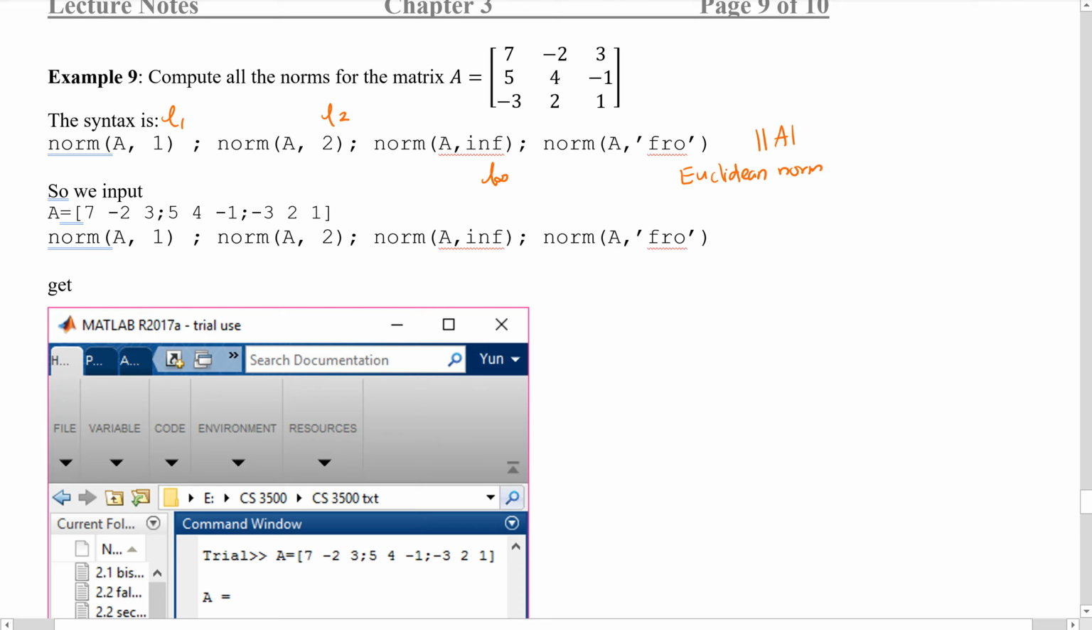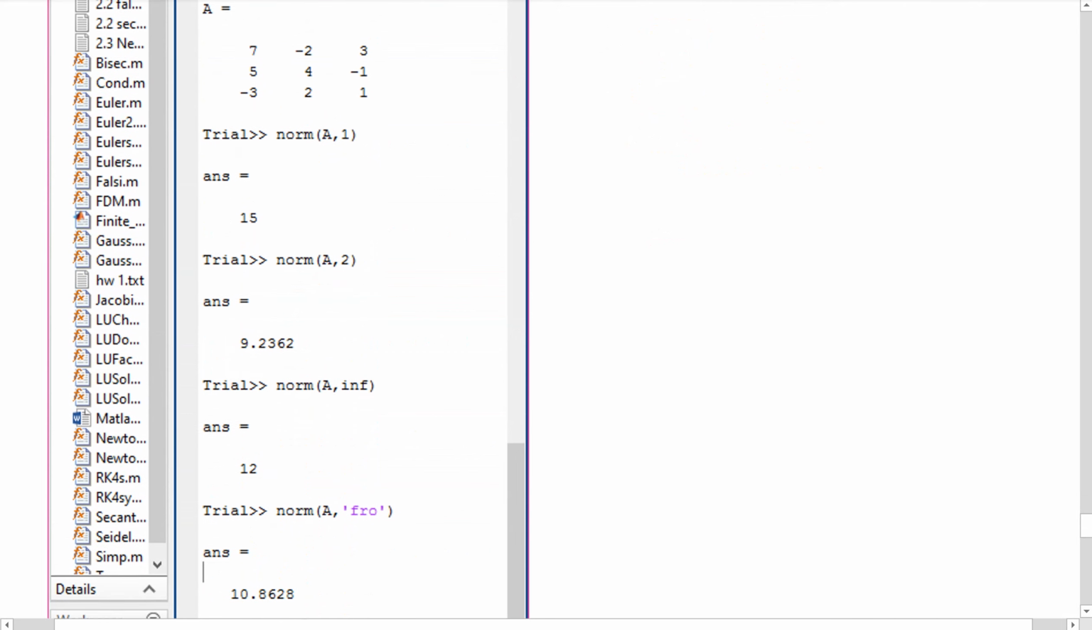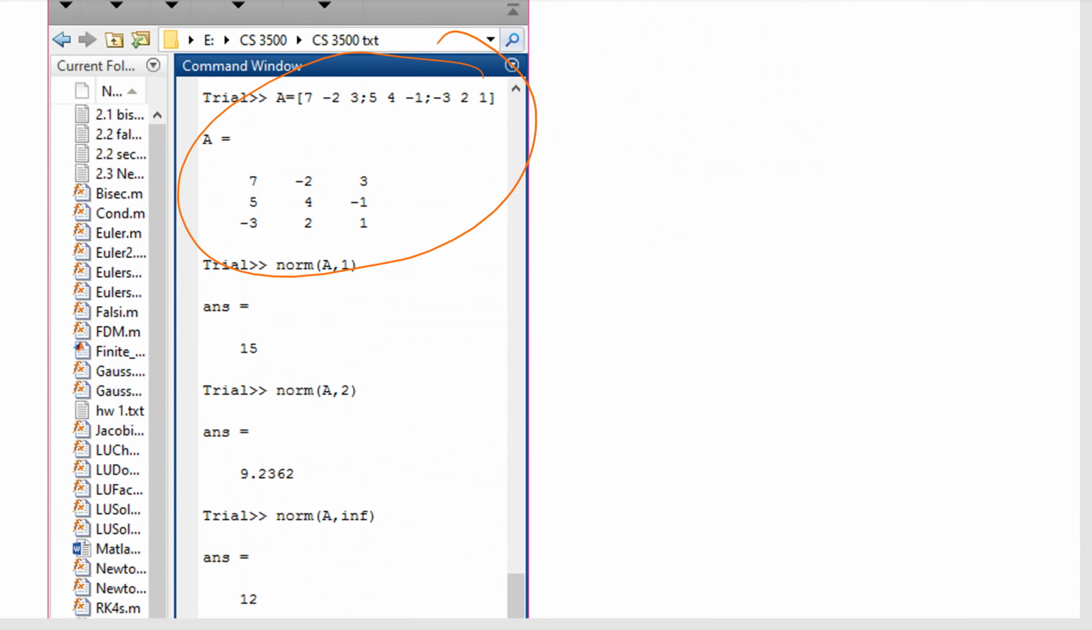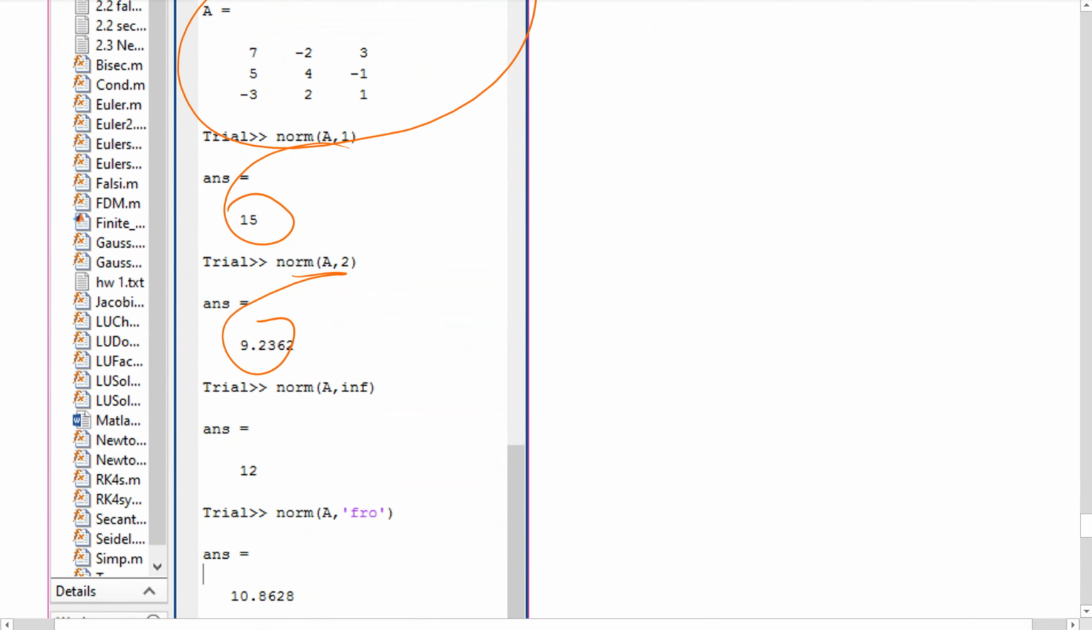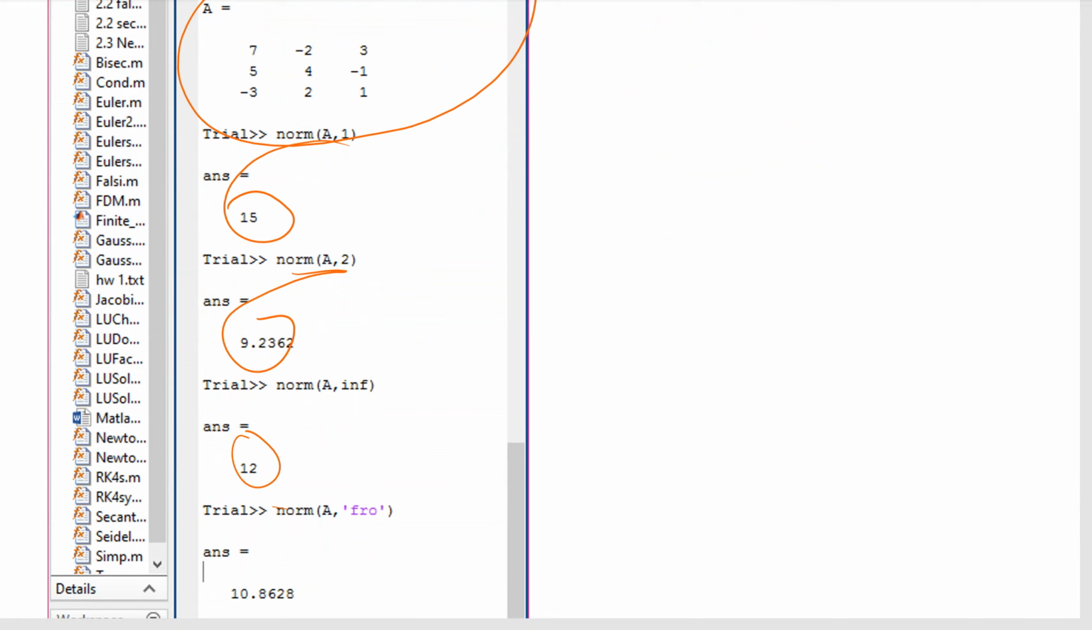But for the Euclidean norm, usually we use this notation, E. Then we use norm A, and then we use this apostrophe, okay, because it's also called the Frobenius norm. So that is the Euclidean norm. We input the matrix, and then we compute those norms, then we can get the answer. See, in this MATLAB, we input the matrix, and when we compute the L1 norm, we get a number, L2 norm, we get another number, L infinity norm, we get this number, and the Euclidean norm gives us these numbers. So far, so good, everybody?